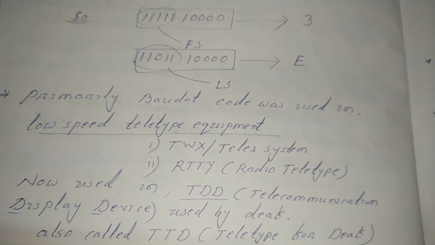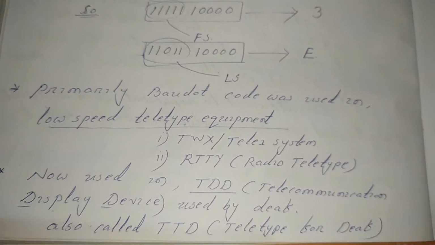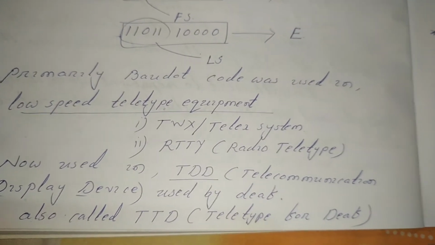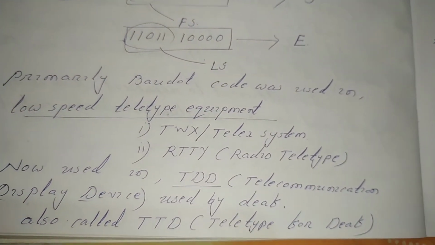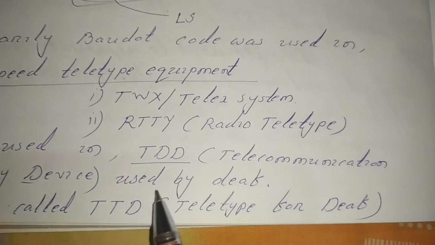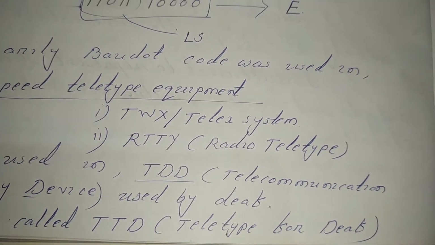Primarily Baudot code was used in low speed teletype equipment, that is the TWX or Telex system, and some radio teletype, RTTY. But now it is basically used in the telecommunication display device, or TDD, that is used by the deaf. Sometimes it is also called TTD. TTD is what? Teletype for the deaf.